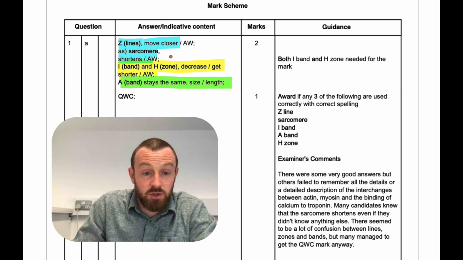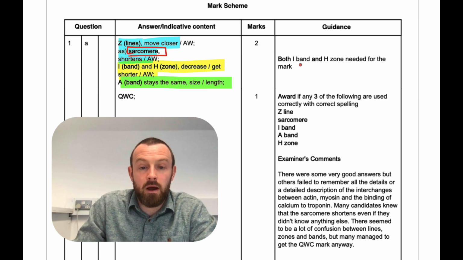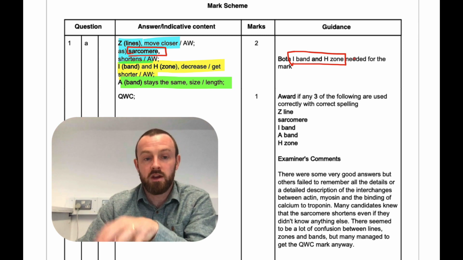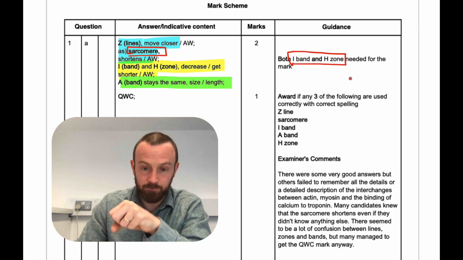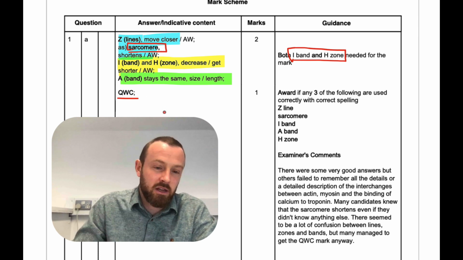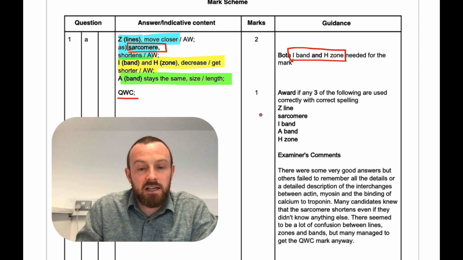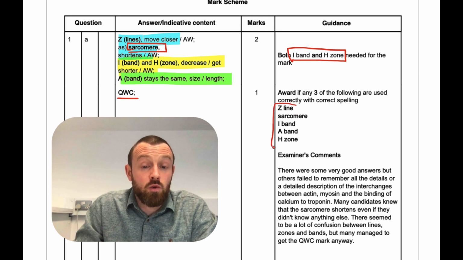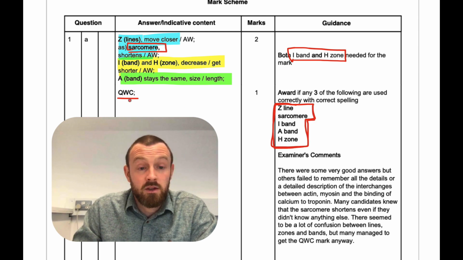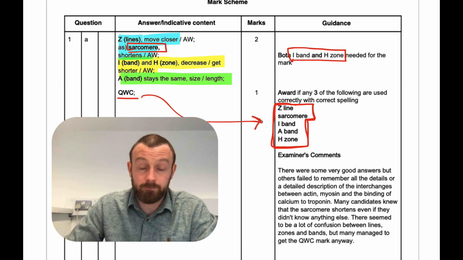The thing that was tricky about this was you needed the word sarcomere, and you needed to talk about both the I band and the H zone decreasing. Not just one, but both. I band and H zone decreasing. So this is an old style question taken from an old paper, so they don't give a QWC mark anymore, but basically in your specification you always need to use this terminology all the time. Basically this new specification is harder than the old one, so you need to be using these words.